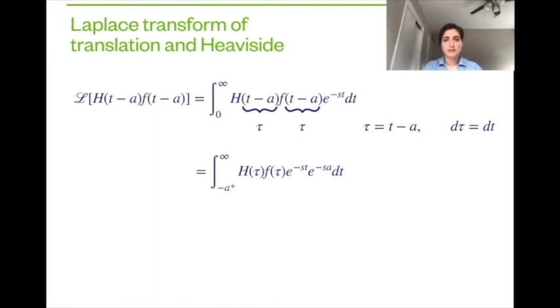And here there is a typo. All the t's should be taus now. But now our Heaviside function and our f have been shifted to be computed at tau. And our integral is now going from minus a to plus infinity. But the Heaviside function is 0 before 0. So we can just cancel that out and have just a multiplication of the Laplace transform of f by the exponential of minus sa.